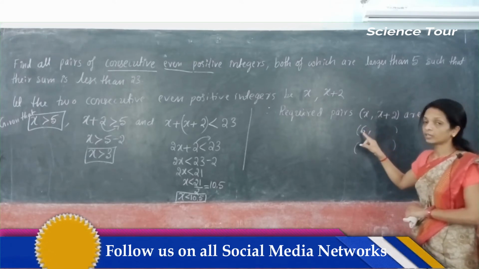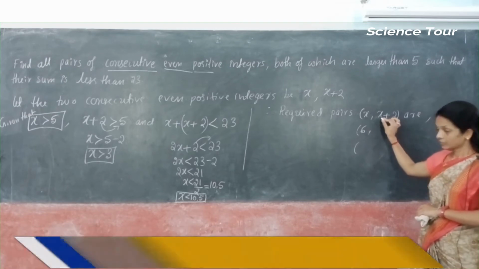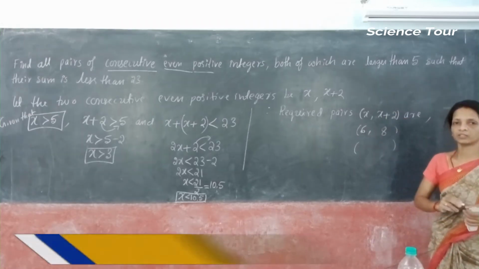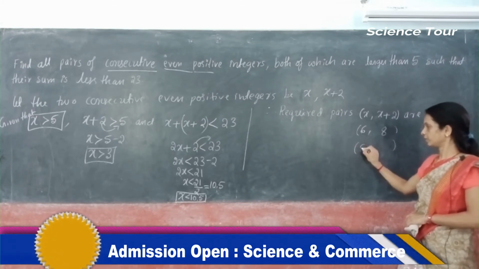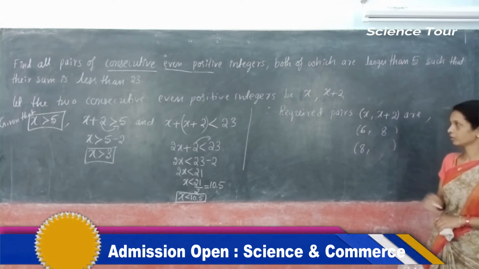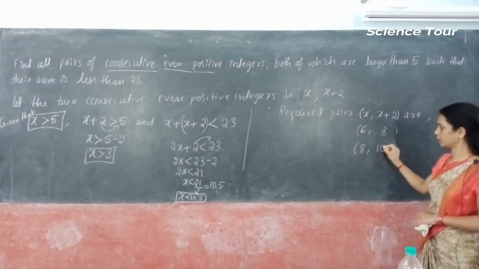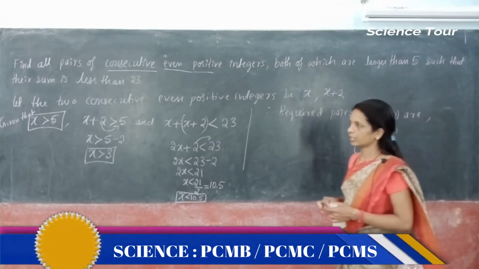If you take 6, then what is x plus 2? 6 plus 2, that is 8. After 6, what is the next even number? Next even number after 6 is 8, right? If you take x as 8, then what will be x plus 2? 8 plus 2, that is 10. Can we take 8? Does 8 satisfy all three inequalities?